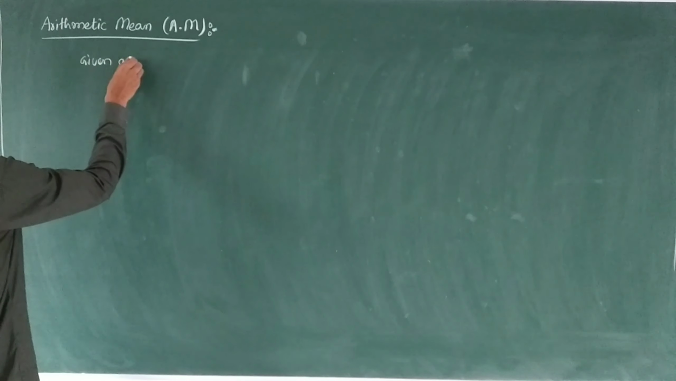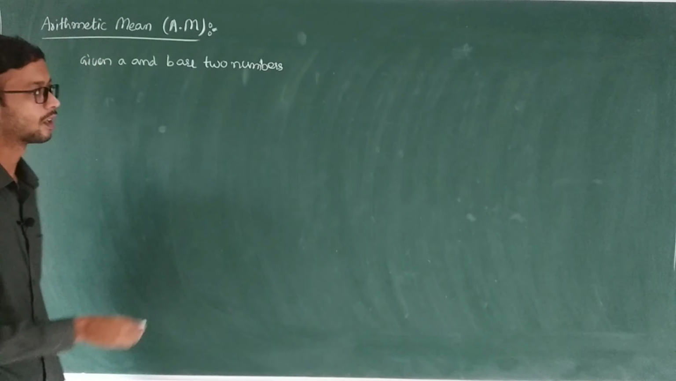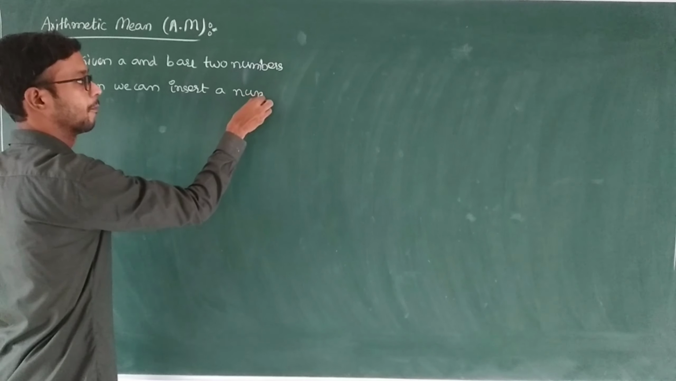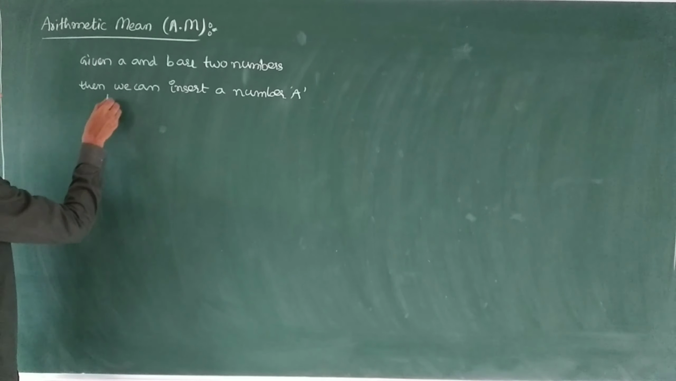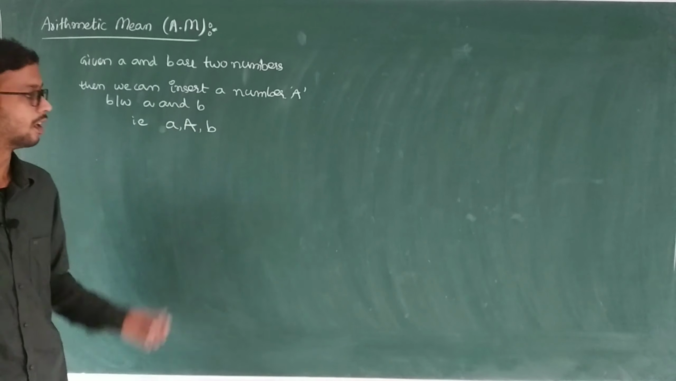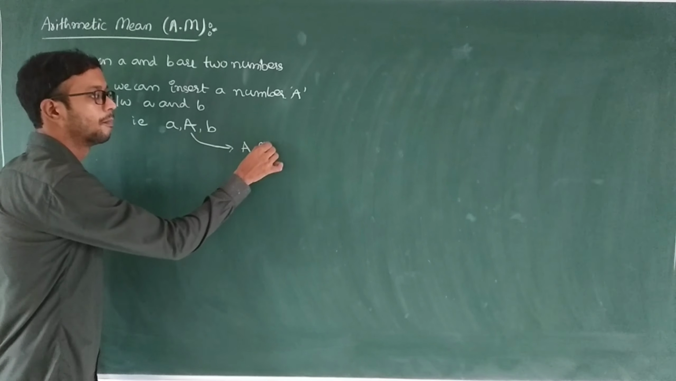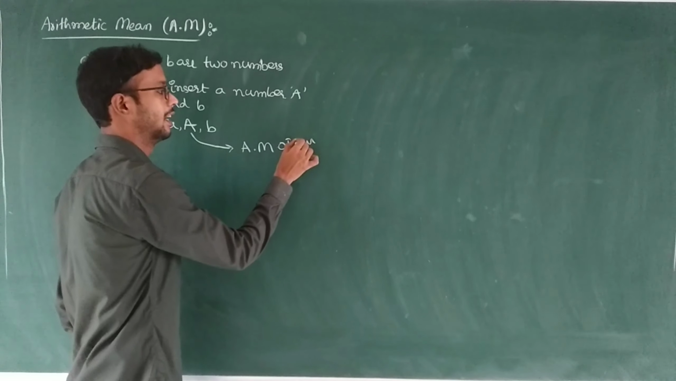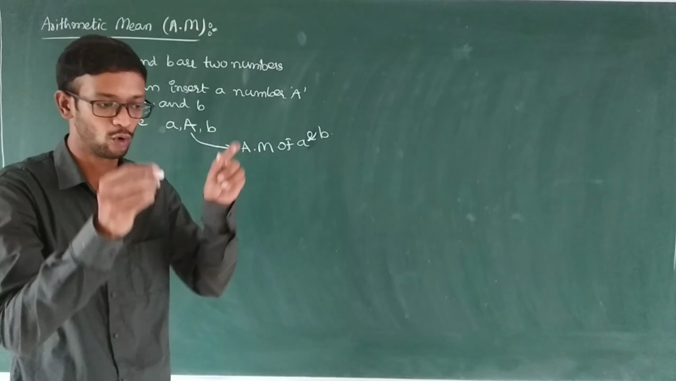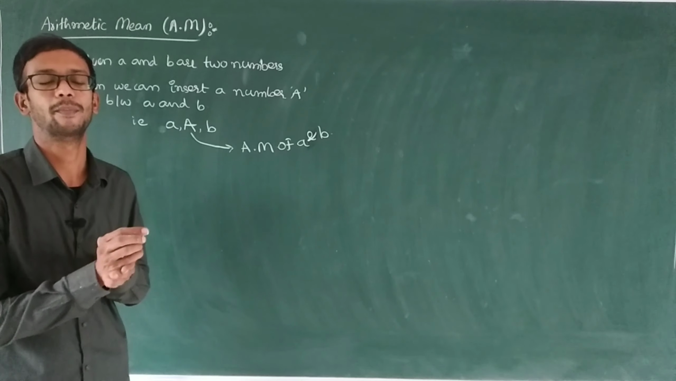Here, given A and B are two numbers, then we can insert a number capital A between A and B. Then this capital A is called the arithmetic mean of A and B. Two numbers are there, we can insert one more number between that A and B. That inserted number is called arithmetic mean.